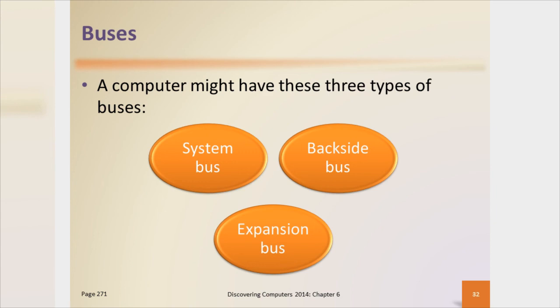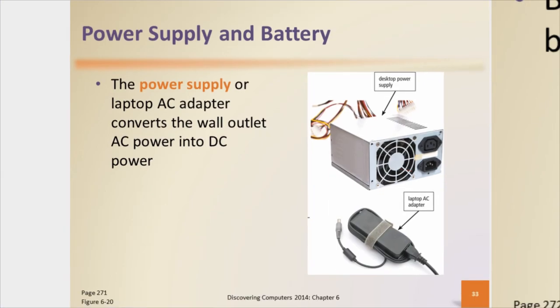The next one is the expansion bus, and this is what allows the CPU to communicate with those expansion devices, whether they be network cards or USB devices, things like that. That's where the data goes back and forth between the CPU and those types of devices.